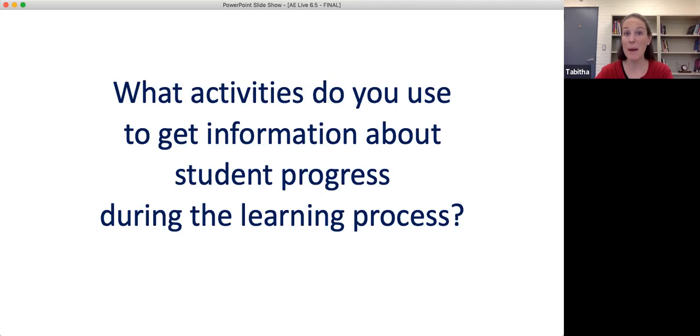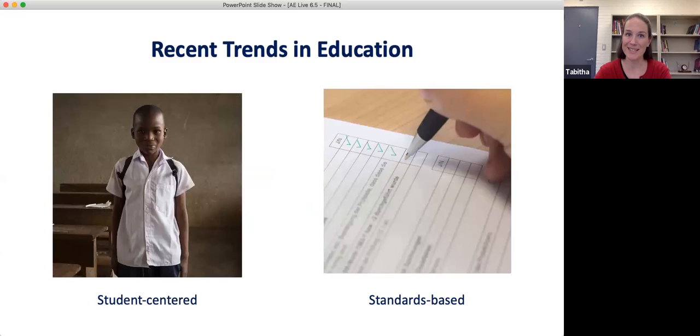So the truth is just about everything that you guys mentioned can be considered formative assessment. Really, any activity is formative assessment if teachers use it to get information about student progress. In more traditional approaches to assessment, teachers really emphasized only summative assessment. They saw assessment as something that happens after learning, not during learning. But trends in education over the last few years have raised an increased need for formative assessment. And many of you are probably already familiar with these trends.